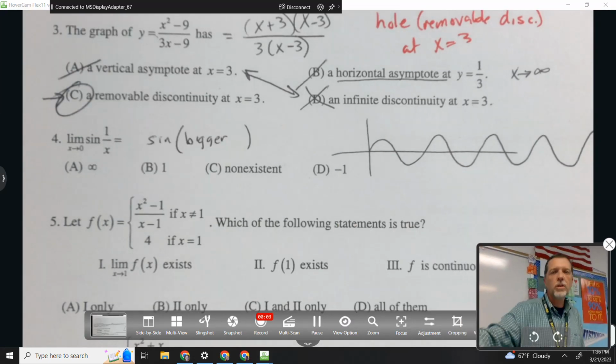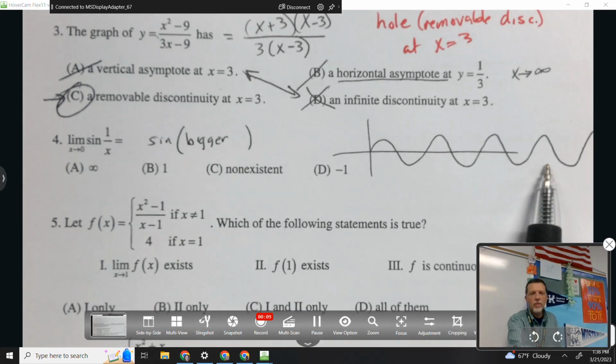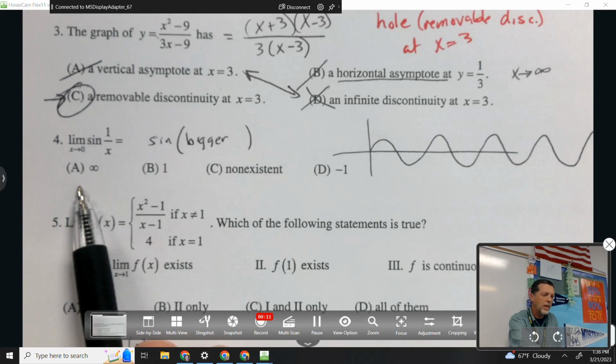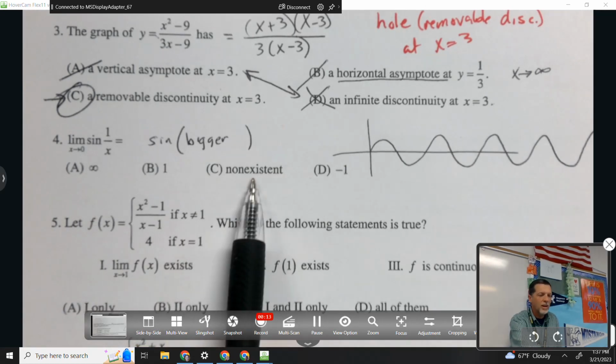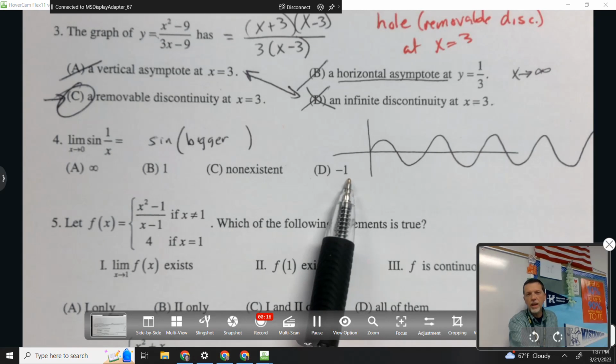So number 4, as we get bigger and bigger, what is this graph doing? Is it approaching infinity? Is it approaching 1? Is it not approaching anything? Or is it approaching -1?